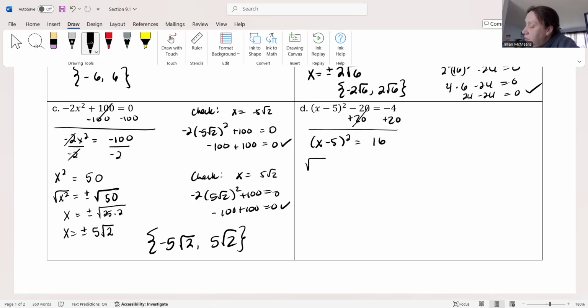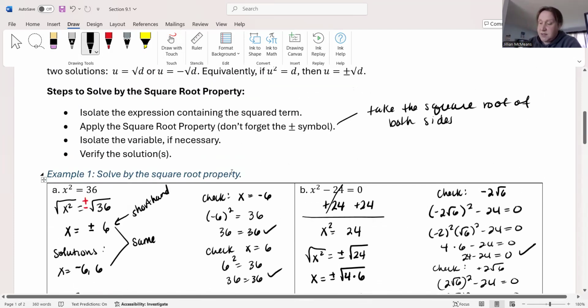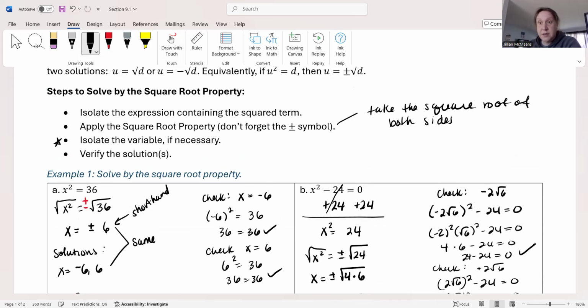So we want to take the square root of both sides. Don't forget your plus or minus. And then when I take the square root of x minus 5 quantity squared, the exponent of 2 and the square root just undo each other, and I'm left with just x minus 5 equals plus or minus the square root of 16, and the square root of 16 is 4. Okay, so do you remember up here I said isolate the variable again right here if necessary. This part D is a situation where you isolate the variable expression squared, and then you isolate the variable again.